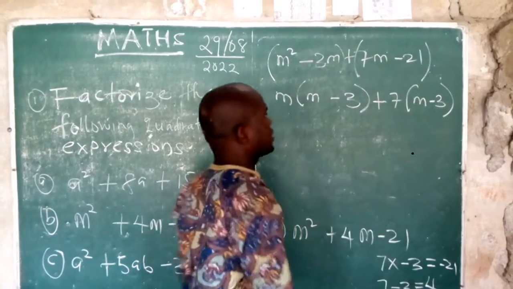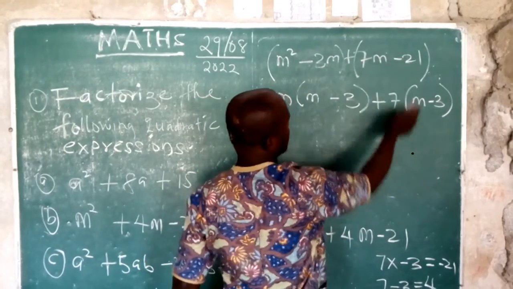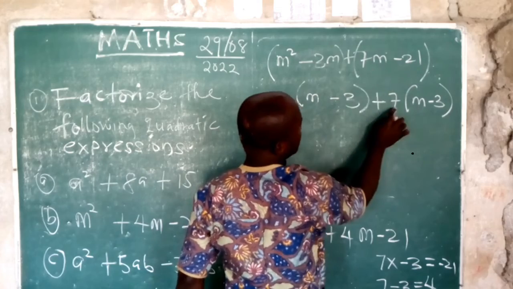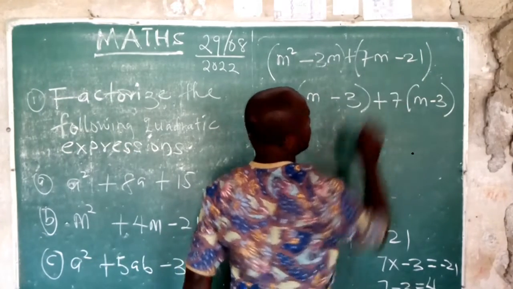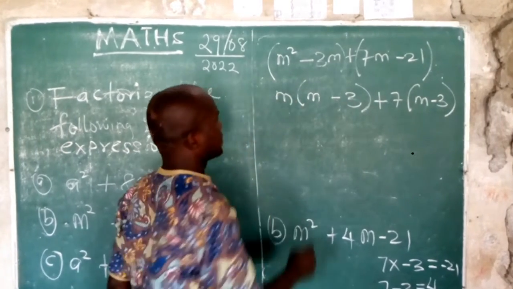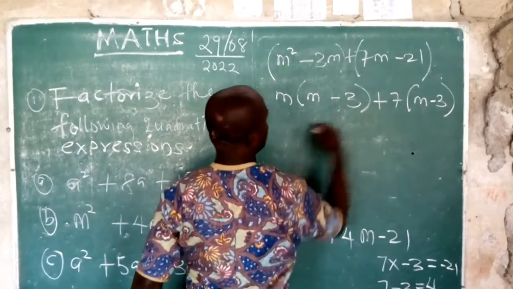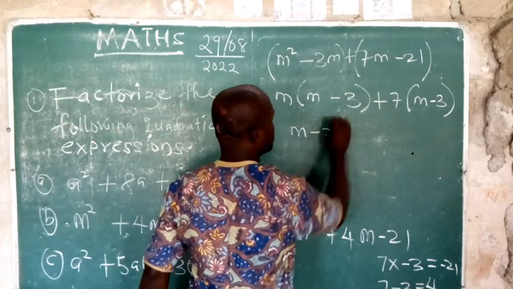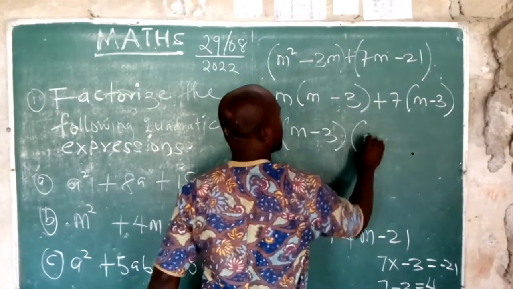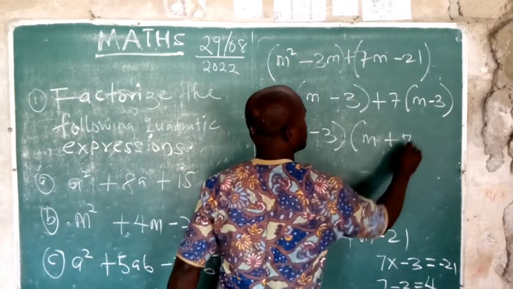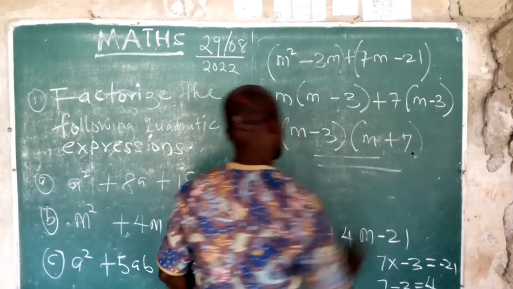Okay, like I said, you can check if you are right. 7 times m is 7m, and 7 times minus 3 is minus 21. So this and this, as you can see, they are in tandem, so we bring them out. So this, then we have m plus what? Plus 7.